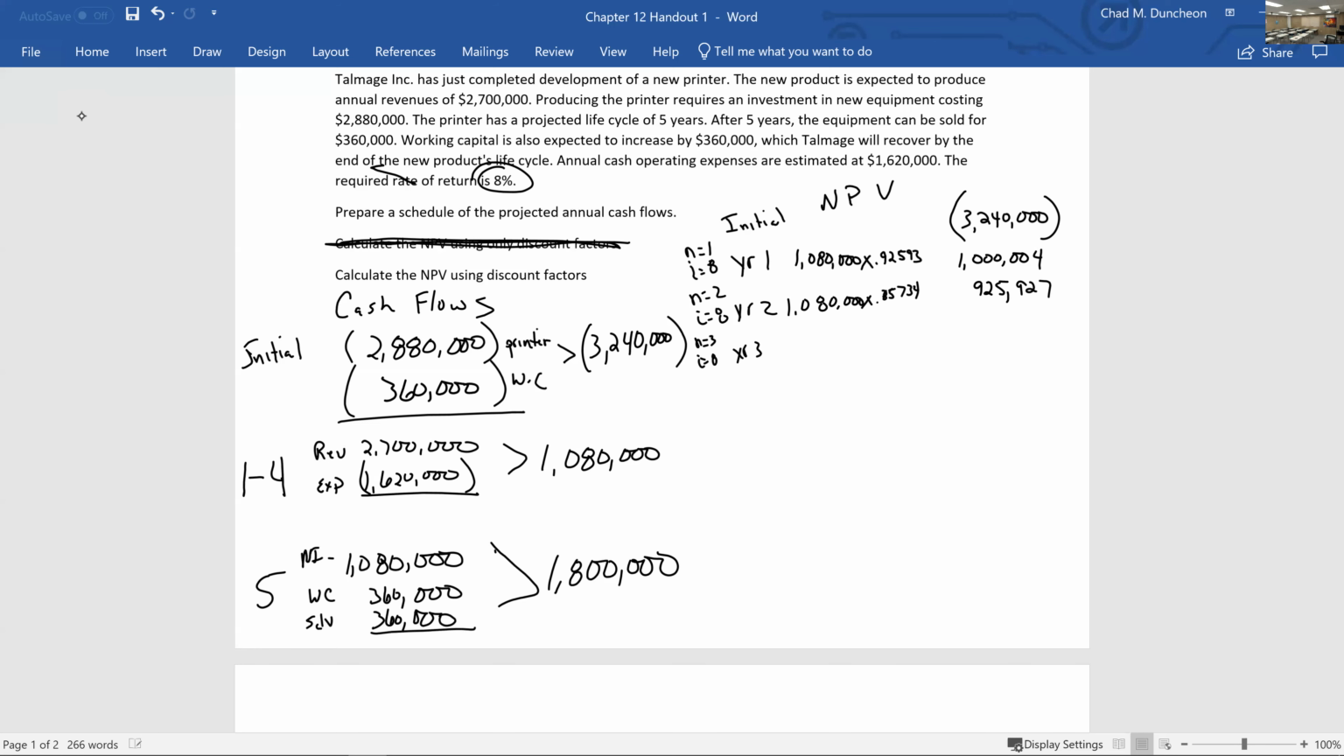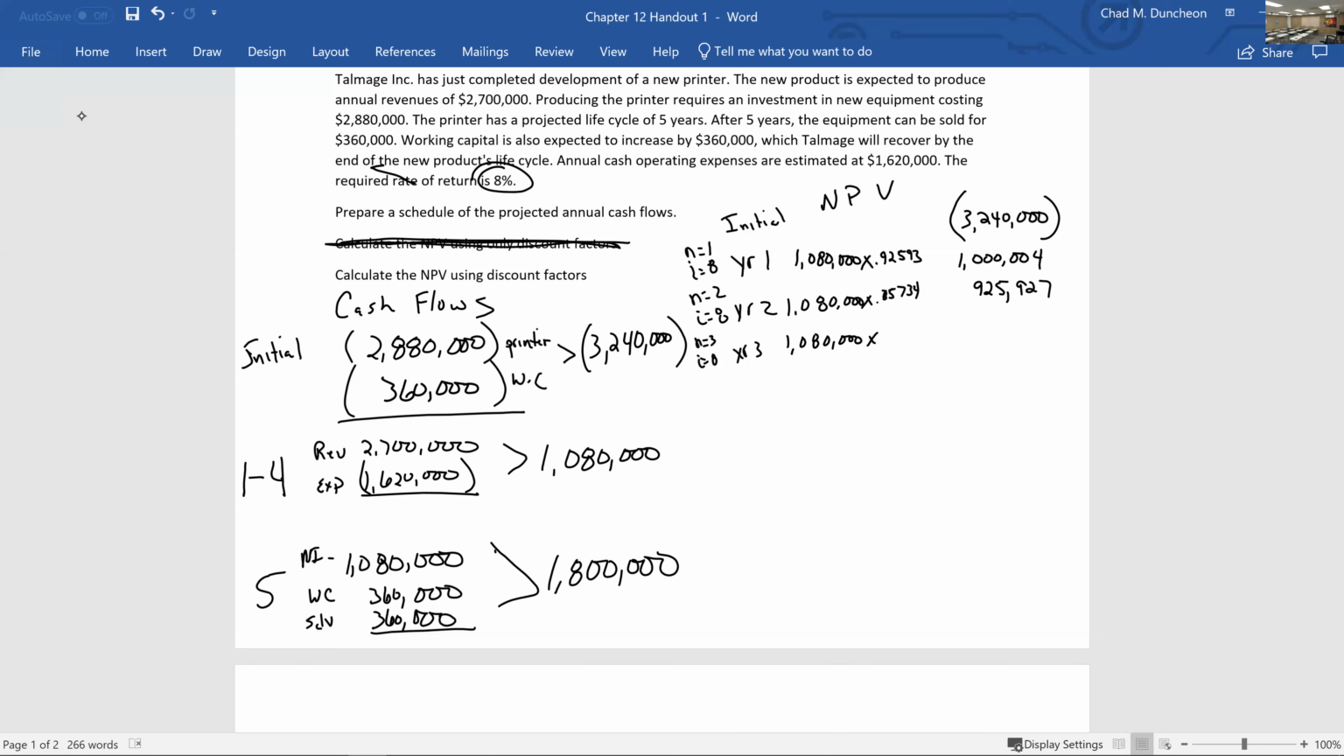Another way to look at it, for year 2, if I had $925,927 and I put it in a bank for 2 years that gave me 8% yearly interest, at the end of those 2 years, I would have $1,080,000. Kind of another way to look at it. So we do this for all of these.